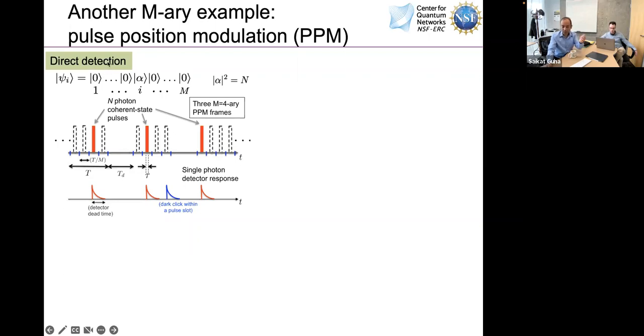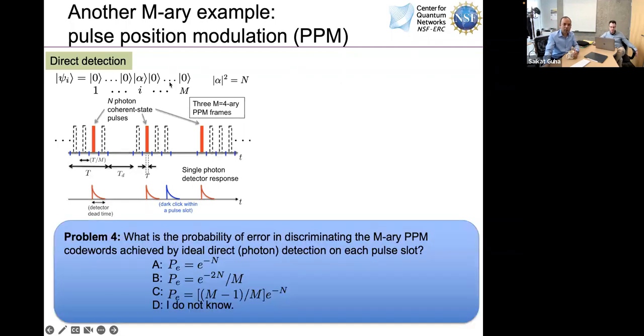And by the way, this exact modulation format, pulse position modulation, was the modulation format of choice for the MIT Lincoln Labs Lunar Laser Comm demonstration program. This is a very popular modulation format for the low photon number regime. So your job is to find out what is the average probability of error you will make if you use photon detection, and assume ideal photon detection. This one, I'm going to give you 1 minute to work out, and then we'll proceed.